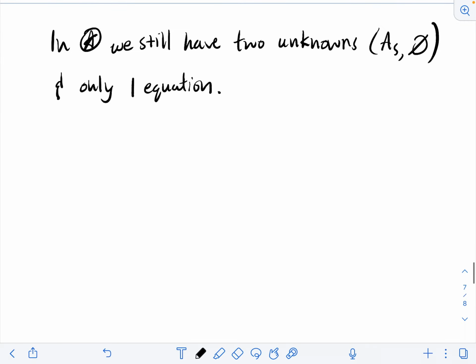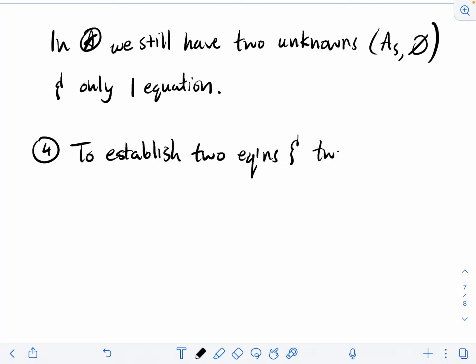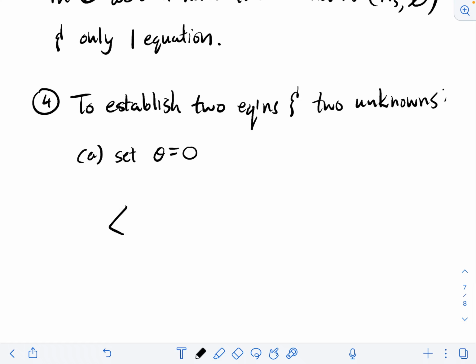So to establish two equations and two unknowns, we're going to take advantage of the fact that the reference signal is something under our control, and so we can manipulate it. Specifically, we can manipulate its phase, theta. So first, in part A, we set theta equal to 0, and if we do that, so now my notation's getting messy, but hopefully it's clear.